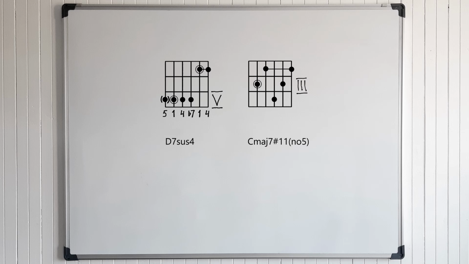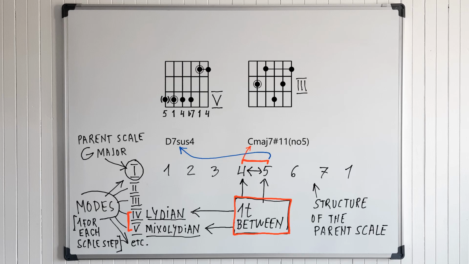In order to make it quick, I'll provide several harmonic situations using our chord as C major 7, sharp 11, no fifth, without diving deep into harmony. The first example is modal. If you look at the table of modes, you can see that Mixolydian mode is one tone above Lydian, the distance between 4th and 5th degrees of the parent scale. We can use D7 sus4 to add some characteristic flavor.